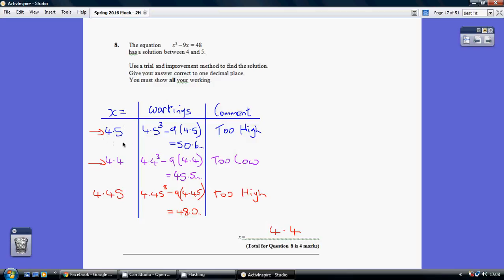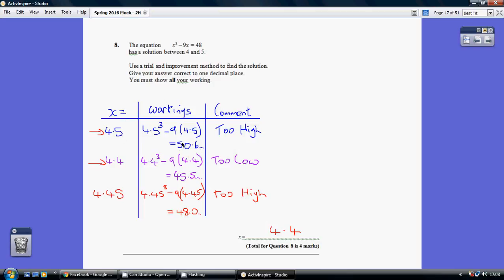So you're taking x to be 4.5. You cube that, you take away 9 lots of 4.5, and we get 50.6 dot dot dot. Now that is too high. That gives us a number bigger than 48. It is too high, so we know the true answer is going to be less than 4.5. So let's just go down a bit.